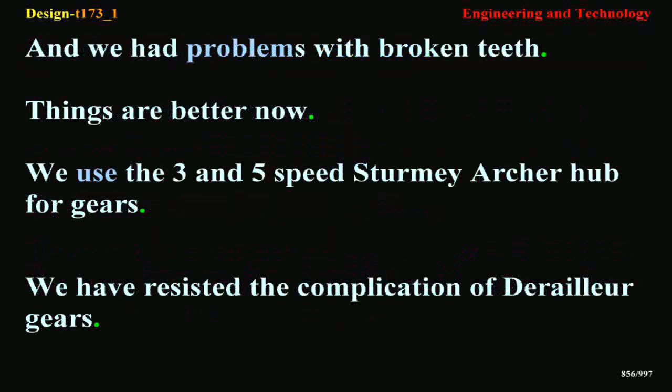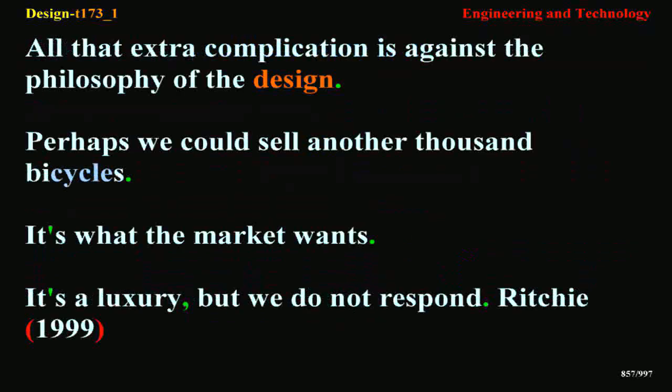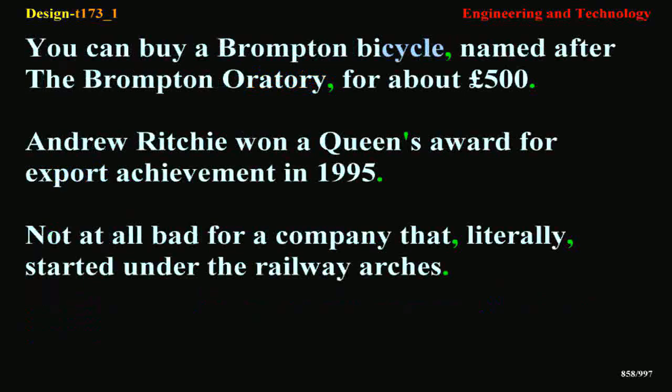Things are better now. We use the 3 and 5-speed Sturmey Archer hub gears. We have resisted the complication of derailleur gears. All that extra complication is against the philosophy of the design. Perhaps we could sell another 1,000 bicycles. It's what the market wants. It's a luxury, but we do not respond. Ritchie 1999. You can buy a Brompton bicycle, named after the Brompton Oratory, for about $600.